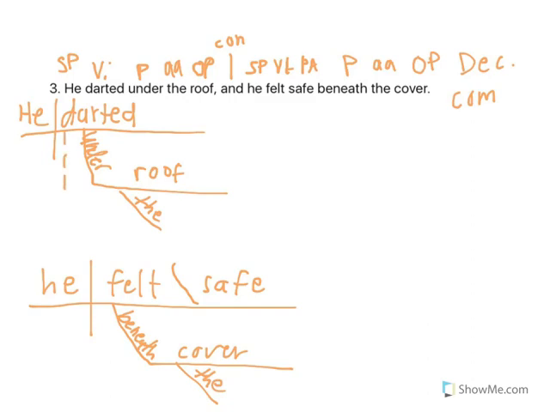And now we need to connect our independent clauses with a coordinating conjunction. He darted under the roof and he felt safe beneath the cover. Great job, guys. Our next sentence says, the pink and blue blanket is fuzzy.